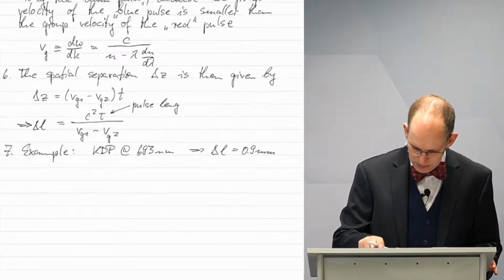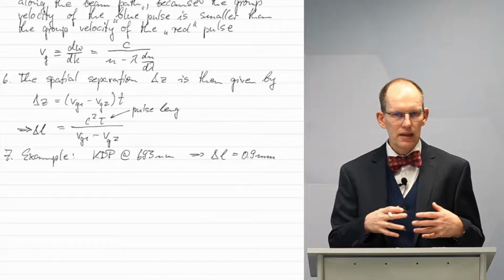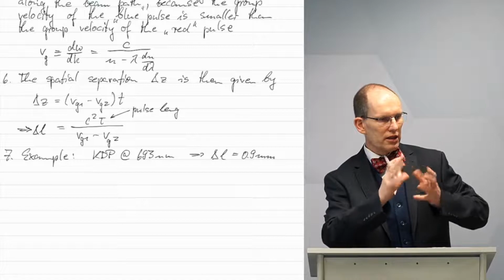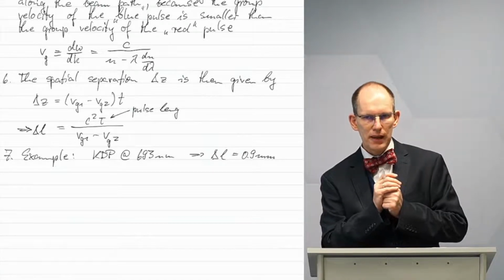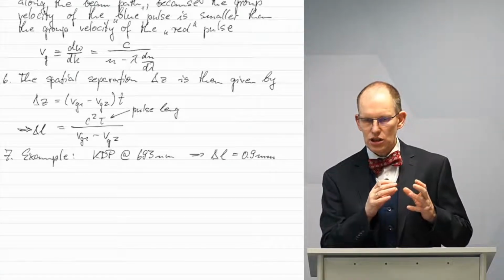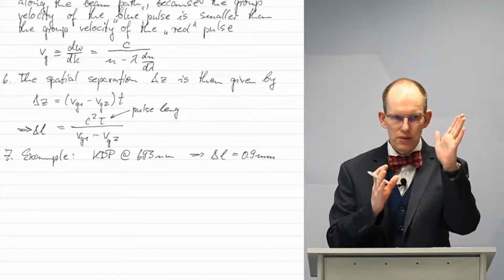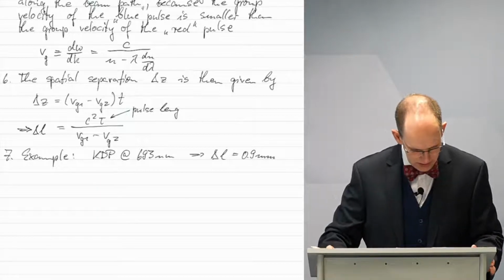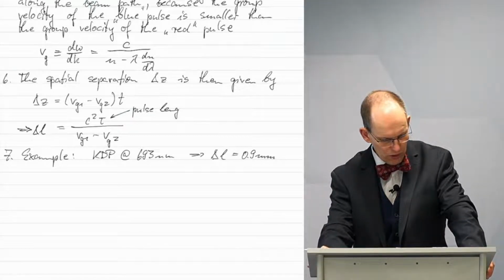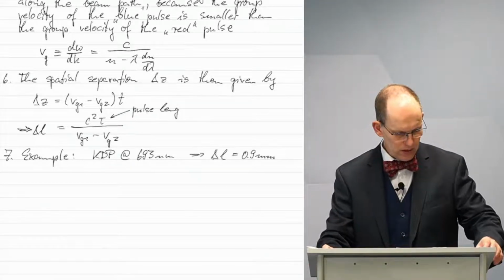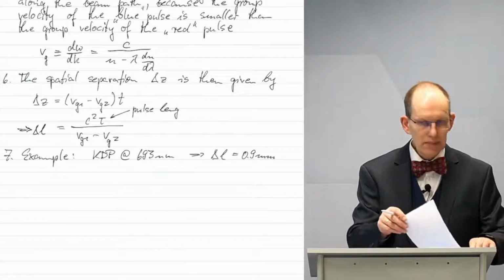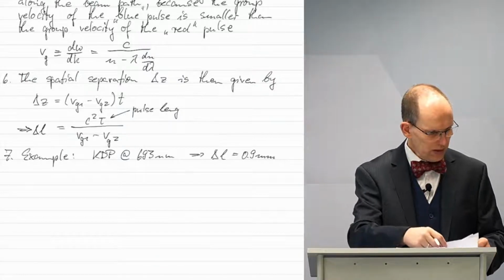So in principle, it's possible to compensate this effect by putting nonlinear crystals together in a clever way, such that walk-off goes once in this direction and then in this direction, and you could do the same thing for temporal walk-off. But this is, of course, complicated, and people would usually try to avoid that.